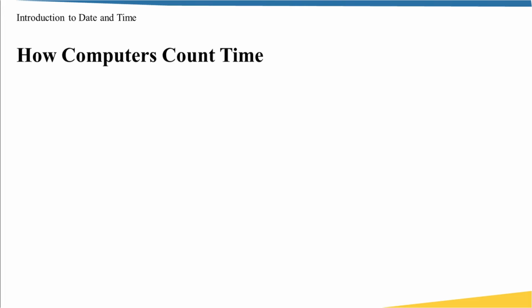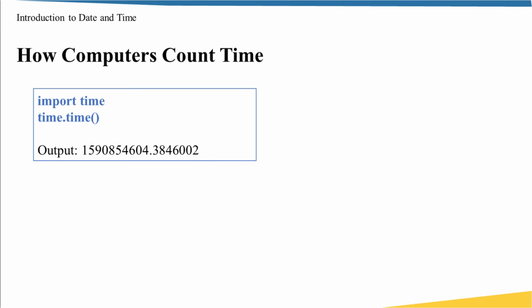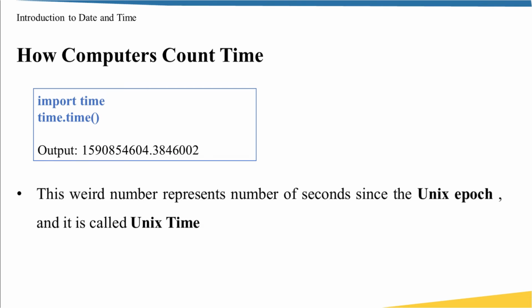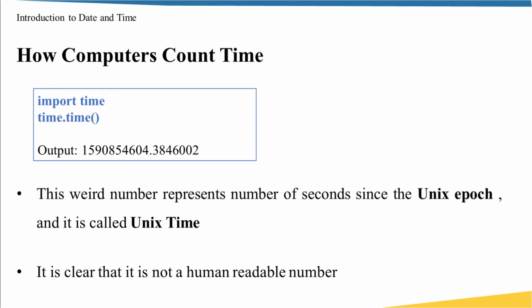Now, let me show you this simple script. If I say import time, and time is a module in Python, then time.time, you will find output like this. And this weird number actually represents the number of seconds since the Unix epoch, and it's called Unix time. So when I mention Unix time, I mean the number of seconds from the Unix epoch, which is the 1st of January 1970. It's clear that this is not a human readable number, and we have to convert it into a form that can be easily used.